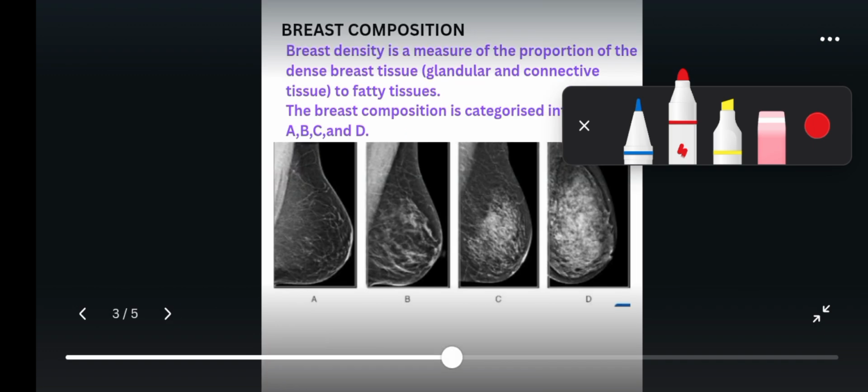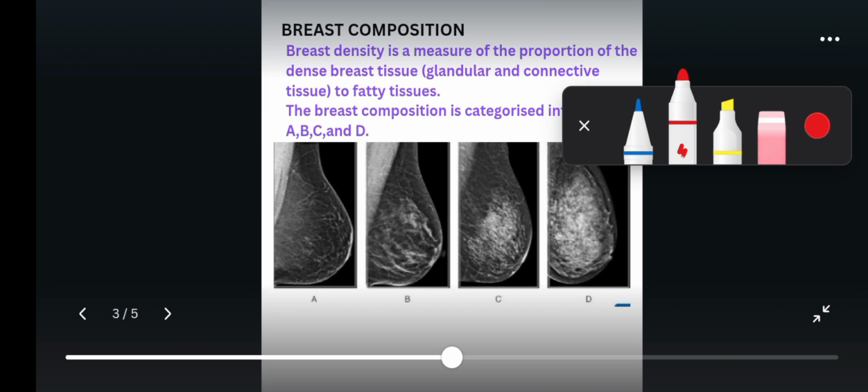Let's look at the breast composition. This is reflected by the breast density and is a measure of the proportion of the dense breast tissue, that is the glandular and the connective tissue, to the fatty tissue. In other words, the breast is composed of two major categories of things: the glandular and the connective tissue in one, then the fatty tissue. So the proportion of this glandular and connective tissue to the fatty tissue reflects the breast density, as can be seen in the image below.